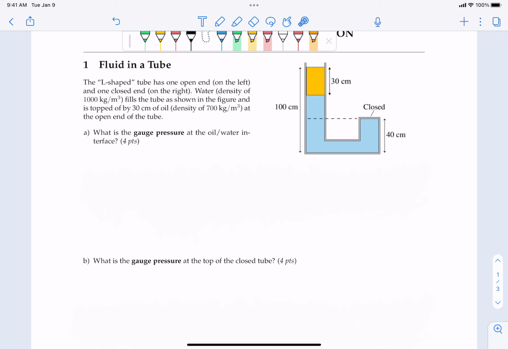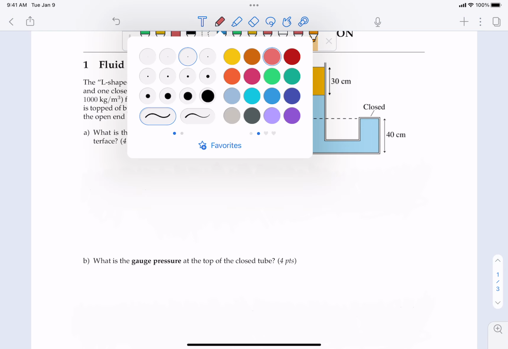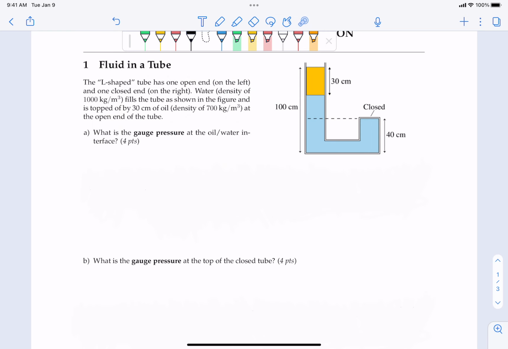Now for part A, they're asking what is the gauge pressure at the oil/water interface. So they're asking us to figure out pressure. We have different heights of this tube given to us. The total height of this vertical tube on the left is 100 centimeters. This closed tube here is 40 centimeters, and the height of the oil is 30 centimeters, right? And then we can infer that if this is 30, then this is going to be 70, just 100 minus 30 gives us 70 for this section here.